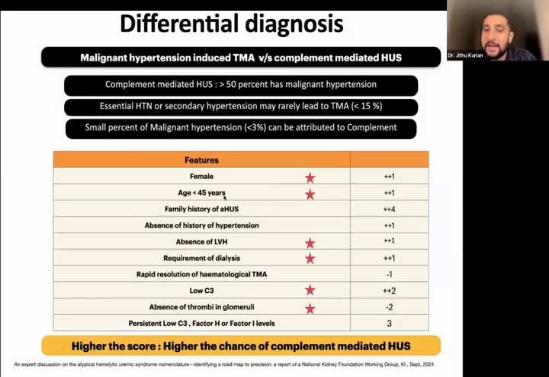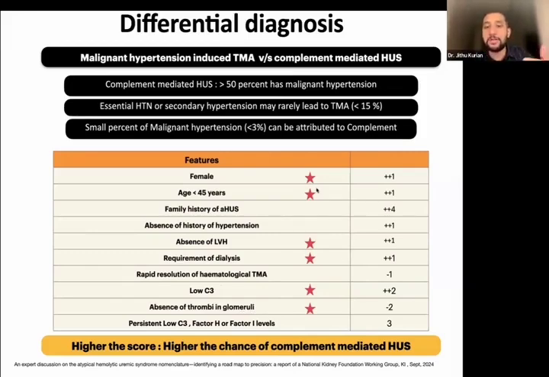So it's a female, less than 45 years. If you have a family history of HUS, a short history of hypertension or absence of hypertension, absence of LVH, all tell that the hypertension is not so prominent. If the patient requires dialysis because of that particular event, and when you start treating the blood pressure, the hematological parameters don't get better. If the patient had a low C3 to start with, and absence of thrombi in the glomeruli, that means that if there is no thrombi in the glomeruli, that is a point against complement-mediated HUS.